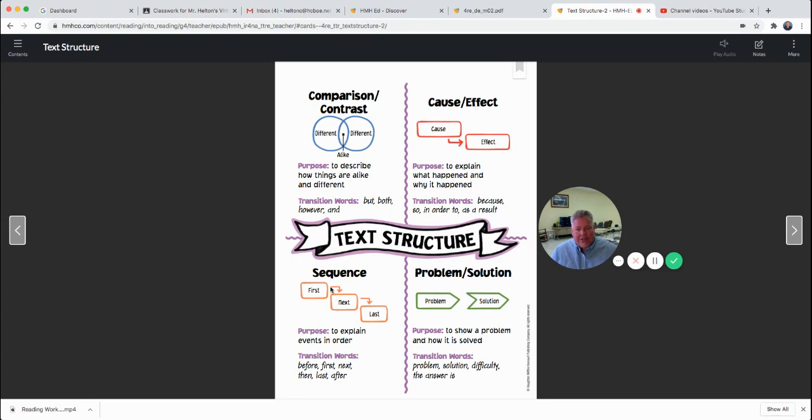The story wasn't so much sequence, I didn't think. First, this happened, then this happened. It was not really a sequenced story. It just told about different events in his life because it was a personal narrative. So I don't think sequence best fits the story we read, Blind Ambition.